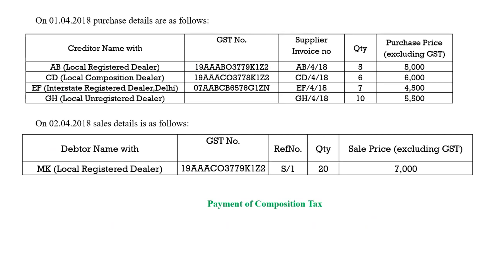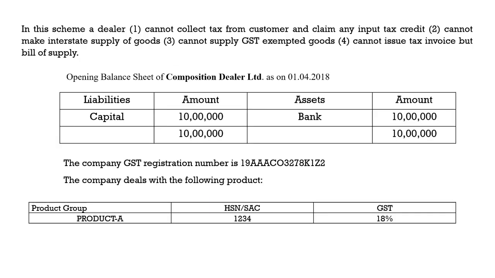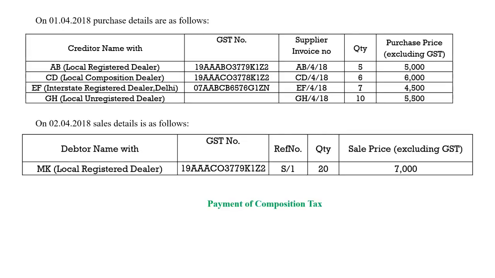So GH is a local unregistered dealer. That's why we shouldn't consider any GST number, so this cell is blank. Supplier invoice has been provided for all the cases. Quantity is given, and purchase price excluding GST is given. As we know from our previous slide, the GST rate is 18% for product A. That's why, for purchase price excluding GST, we have to add 18% to the purchase price.